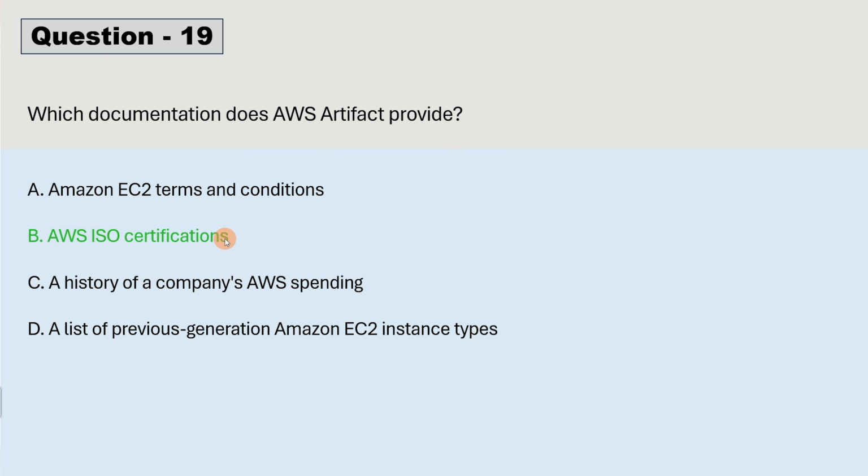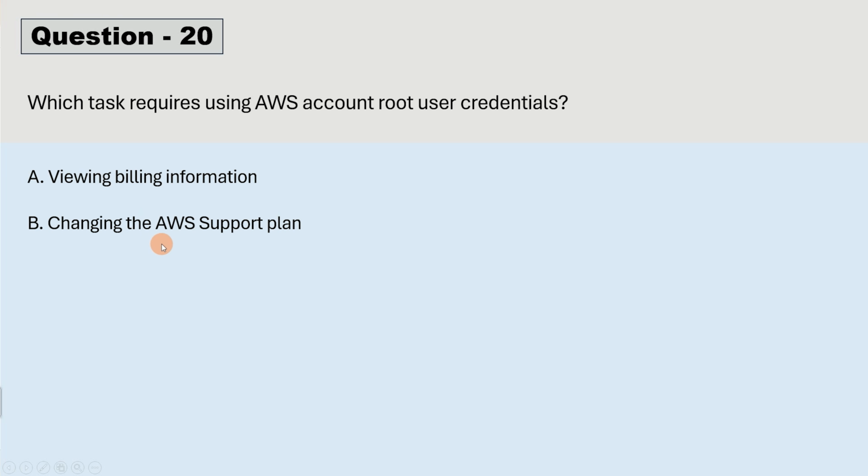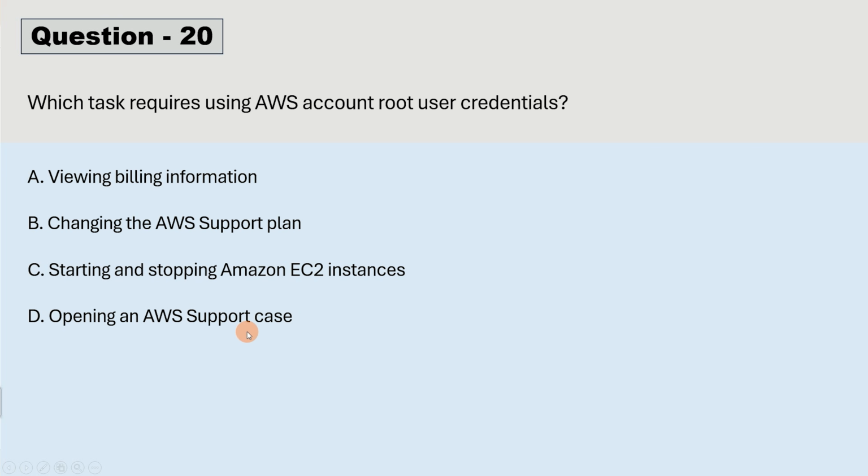Now question number 20. Which task requires using AWS account root user credentials? Here are the options. Viewing bill information, changing AWS support plan, starting and stopping Amazon EC2 instances, opening an AWS support case. So these are few actions that you can perform in AWS account, but which one is the task which uses root user credentials? So you can take your time to guess the correct one.